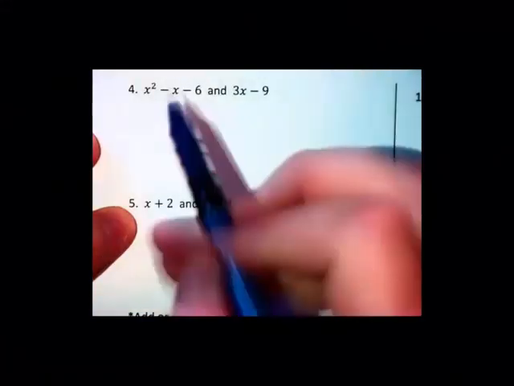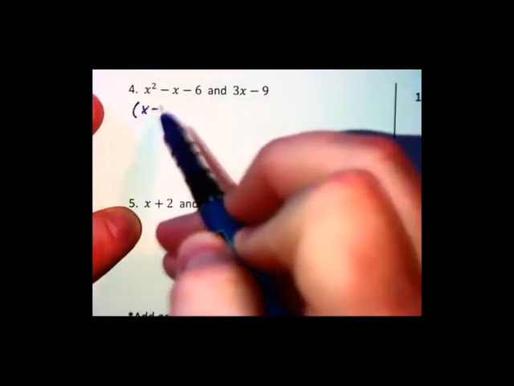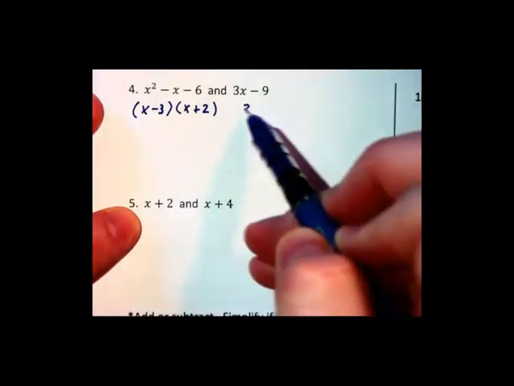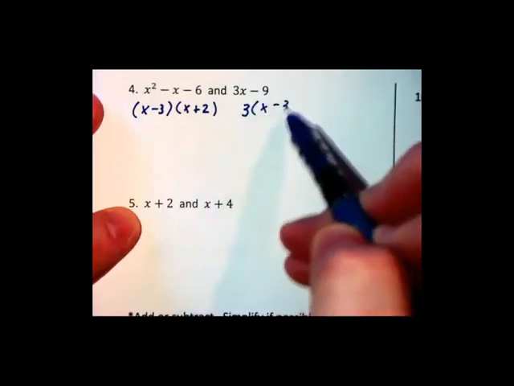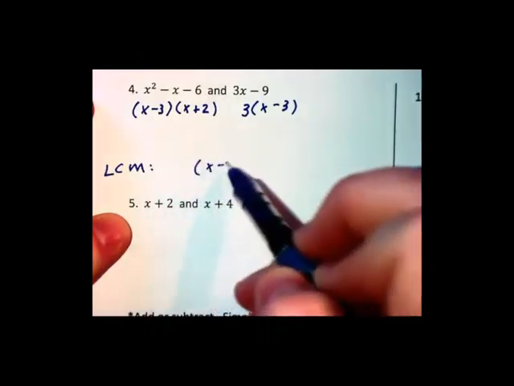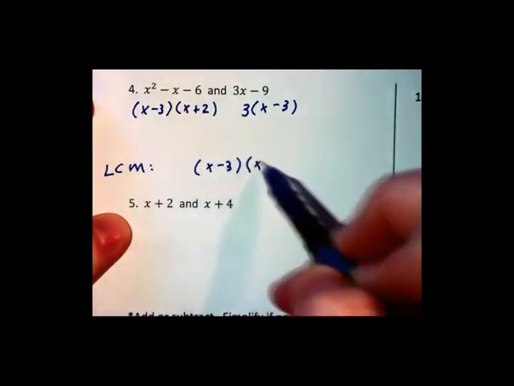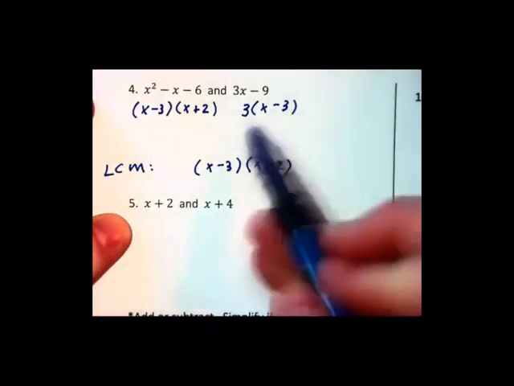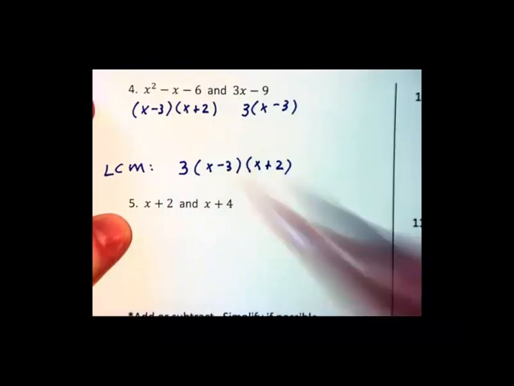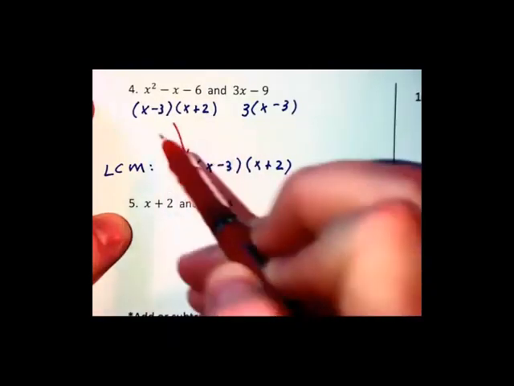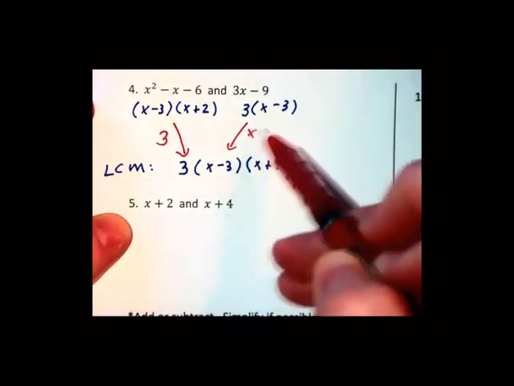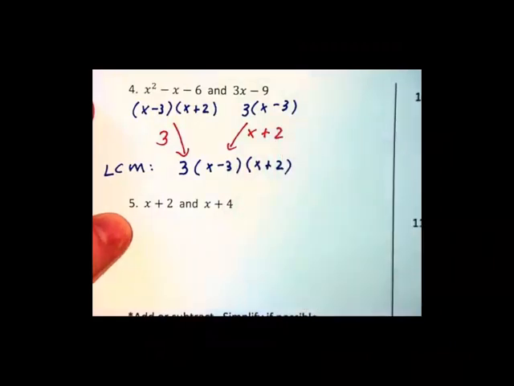I'm going to factor the first polynomial, x minus 3 times x plus 2. Factor the second one, 3 comes out, times x minus 3. And so the least common multiple has to have both of those parentheses to make the first expression go into it. The second one says I need a 3 out front also, so I can go into it evenly. The first expression goes into the least common multiple 3 times. The second expression goes into this x plus 2 times.